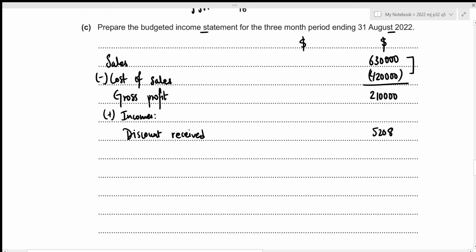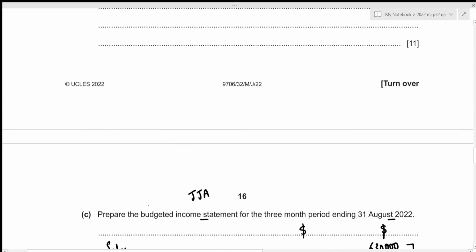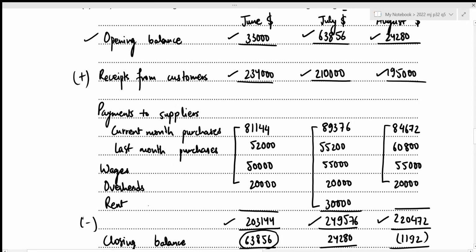And this is the only income, which means that now we can figure out all of our overheads or expenses. So the expenses given were wages, our overheads, and rent. And we can see that the wages for the months of June, July, and August were 50,000, 55,000, and 55,000. So we just need to add these three amounts. That will be 50,000 plus 55,000 plus 55,000, which results in 160,000. Let's write this in our income statement.